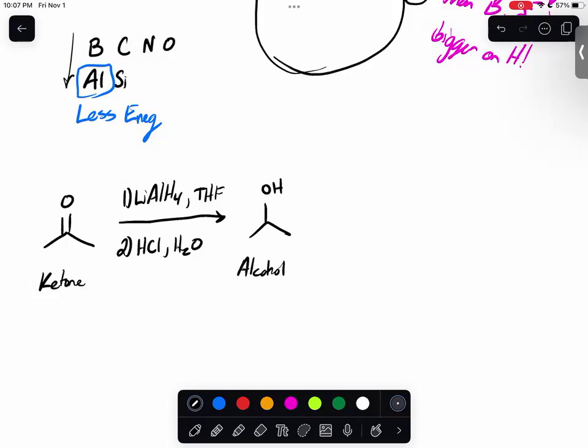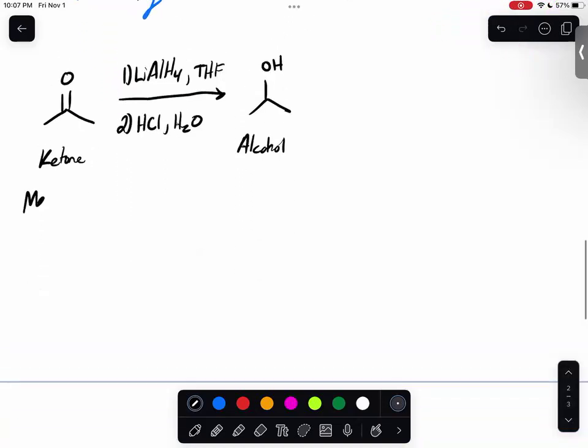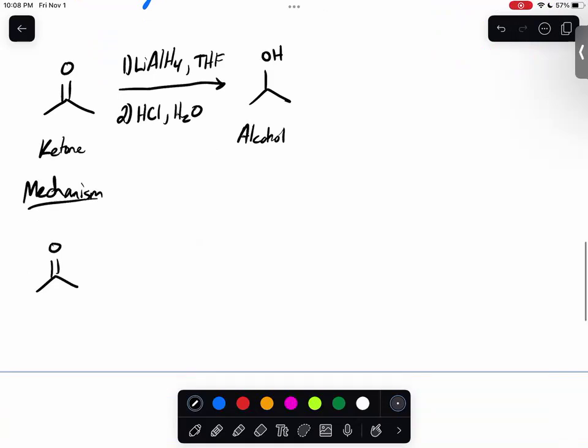Well, if we take a look at our mechanism that we're going to show down here, what we see is our ketone, as we talked about last time, has a partial positive charge on the carbon and a partial negative on the oxygen. Our lithium aluminum hydride, which is primarily driven by the aluminum hydride piece of this, is going to come around and do a nucleophilic attack of the hydride into the carbonyl carbon. Now, this looks a lot like those nucleophilic acyl substitutions we were doing. The only difference is there's no leaving group in this case.